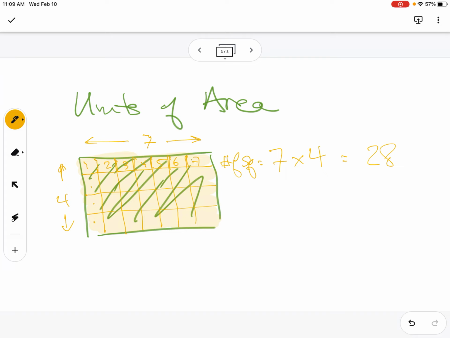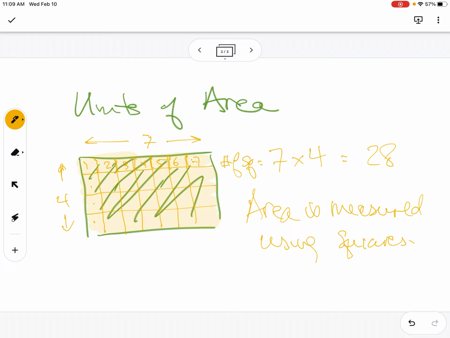So when I'm measuring area, area is measured using squares. Really different than perimeter. Perimeter was a distance. So we measured it with things like centimeters, meters, feet, inches, miles, kilometers, but area is different. Area is not a distance, it's a space. And we measure space using squares.